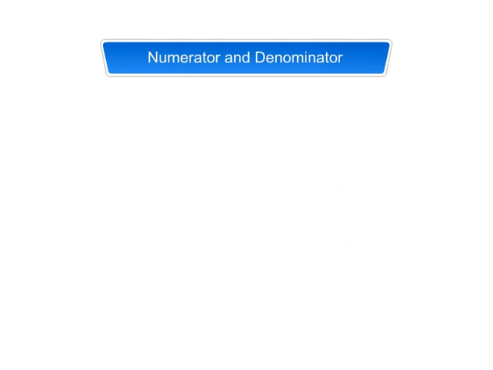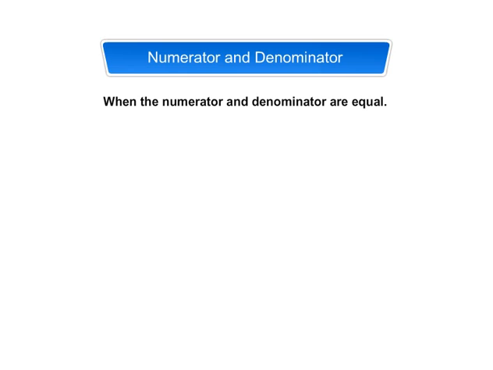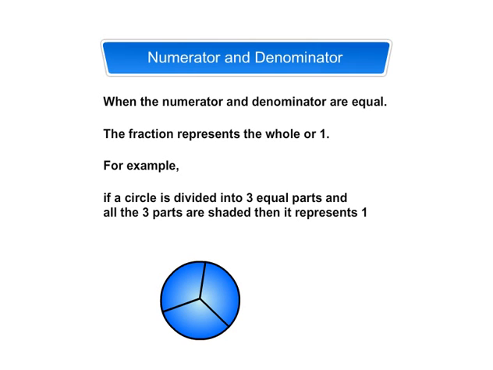We should remember that if 0/5 is a fraction, then numerator is 0. There is no fraction whose denominator is 0. When the numerator and denominator are equal, the fraction represents the whole, or 1. For example, if a circle is divided into 3 equal parts and all the 3 parts are shaded, then it represents 1.